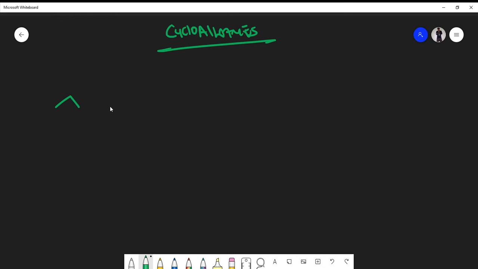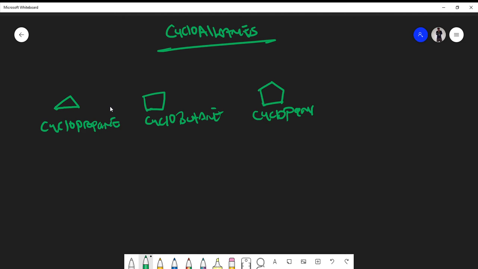Now, if you see a three-carbon ring, we actually call this a cyclopropane. Right? If you see a four-carbon ring, we call this a cyclobutane. If you see a five-carbon ring, we call this a cyclopentane, and these are all the parent names.